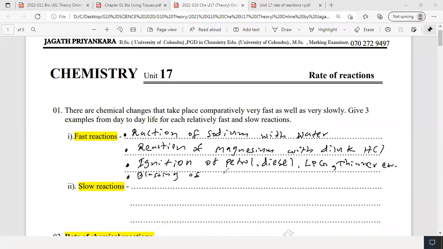Blasting of a cracker. It's a fast reaction. It happens within a few minutes, sometimes maybe a few seconds. So these are fast or rapid reactions in our day-to-day life. But on the other hand, slow reactions. Let's see some relatively slow ones. Compared to these reactions, they are slow.